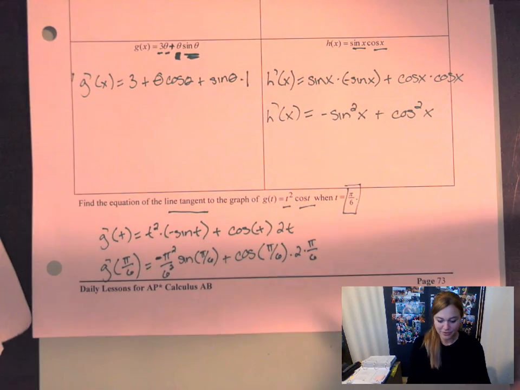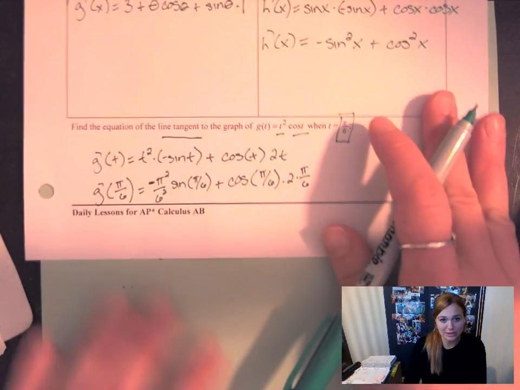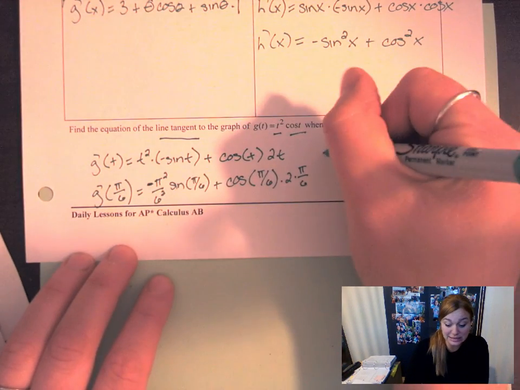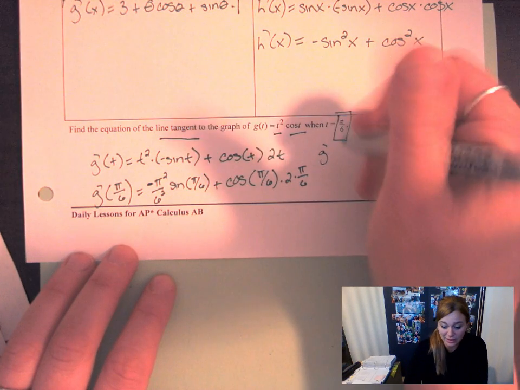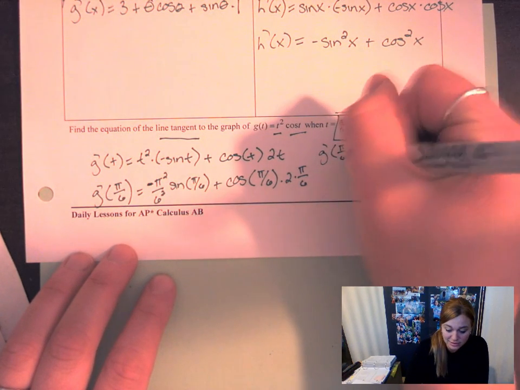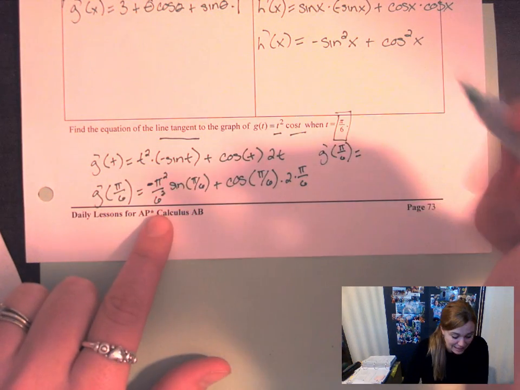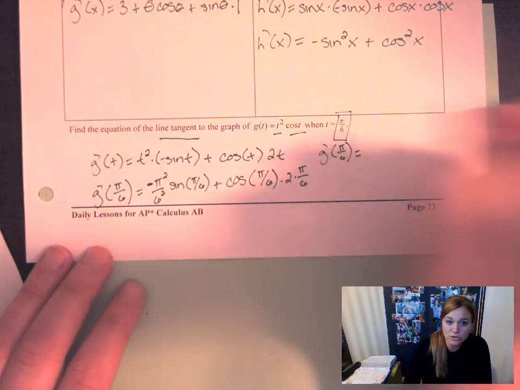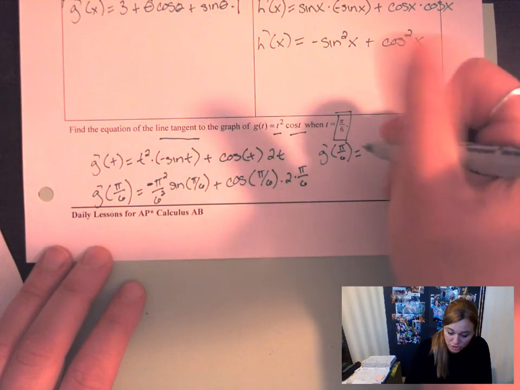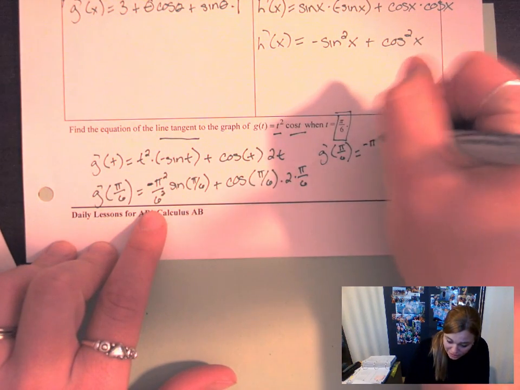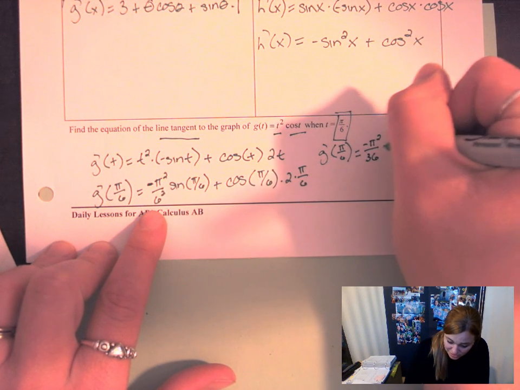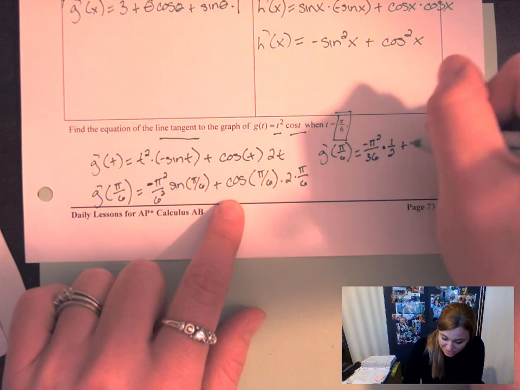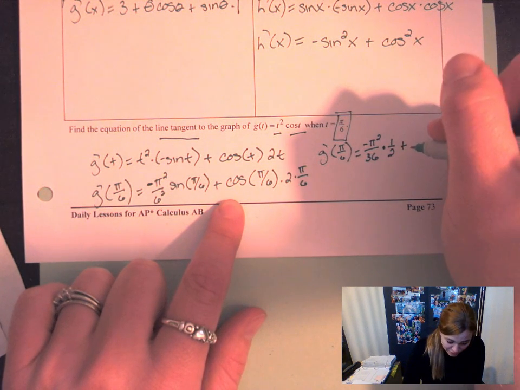I can do that. This is one where if you're not using point-slope form yet, if you're still writing in y equals mx plus b, you're going to want to stop because this is disgusting or awesome, however you want to think about this. G prime of pi over 6. If you say pi over 6, in this one, you can use triangles, you can use the unit circle, whatever you need to, but this would be still negative pi squared over 36 times 1/2 plus cosine of pi over 6.